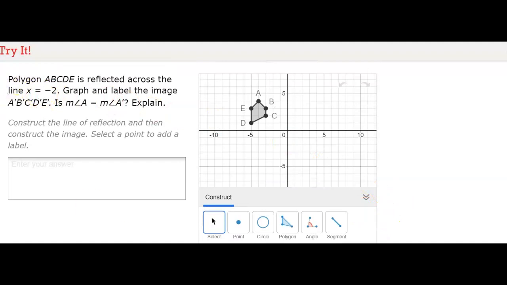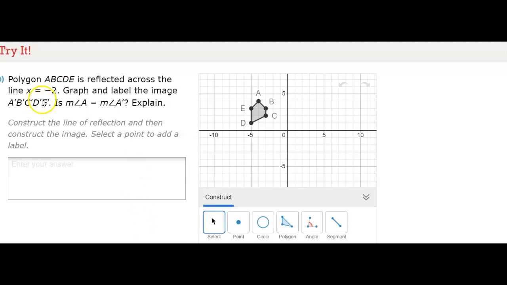Polygon ABCDE is reflected across the line x equals -2. Graph and label the image A', B', C', D', E'. Is the degree measure of angle A equal to the degree measure of angle A'? Explain.